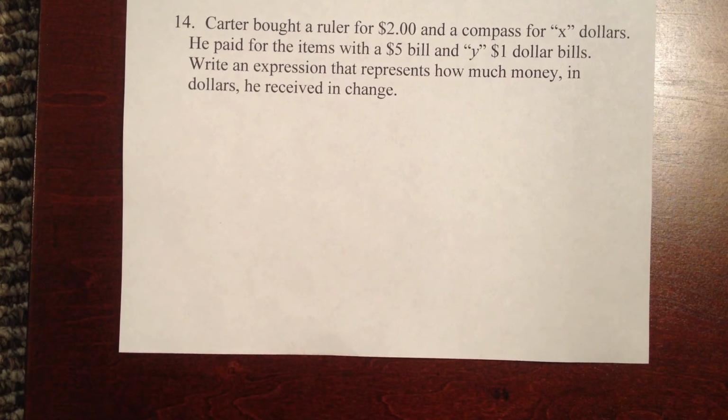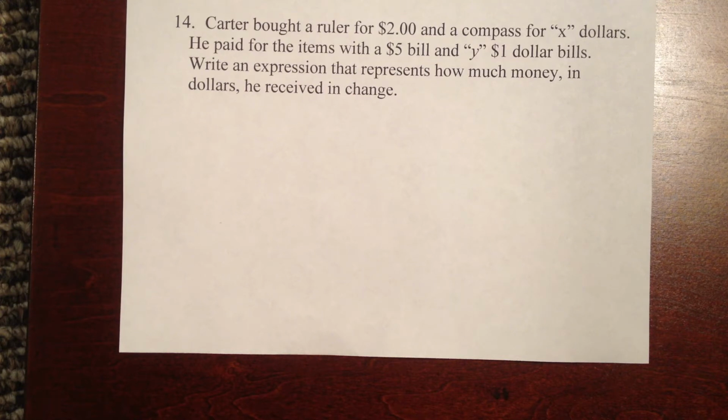Now, Carter bought a ruler for $2 and a compass for x dollars. Then he paid for the items with a $5 bill and y $1 bills, and we don't know what y is. It could have been 5, 4, 3, 2, 1, however many $1 bills. Write an expression representing how much money in dollars he received in change.